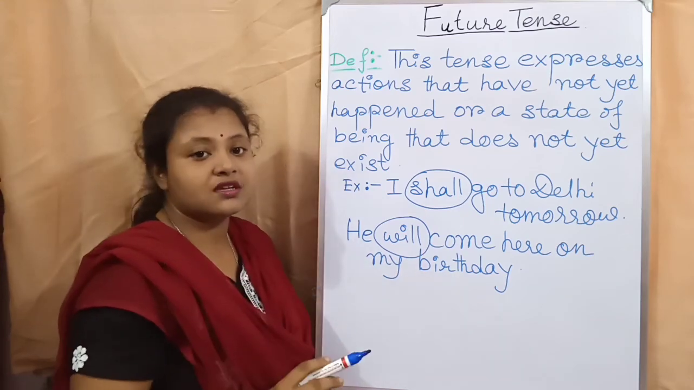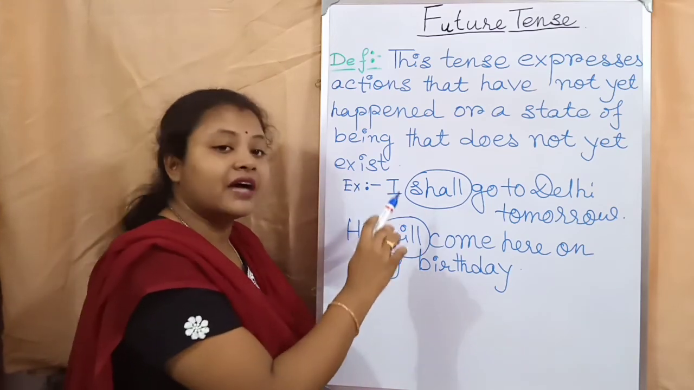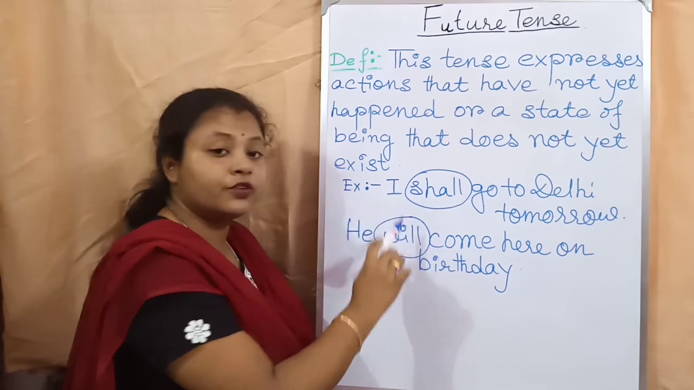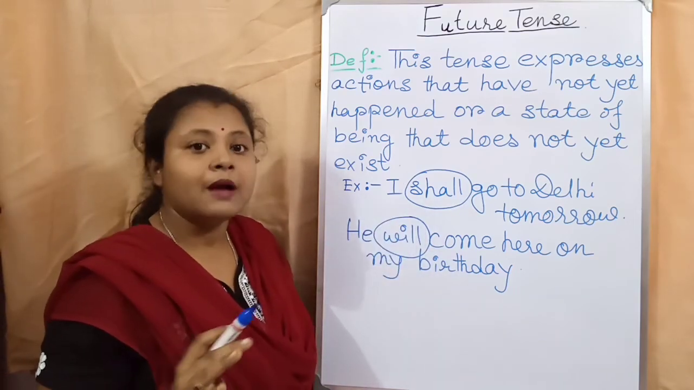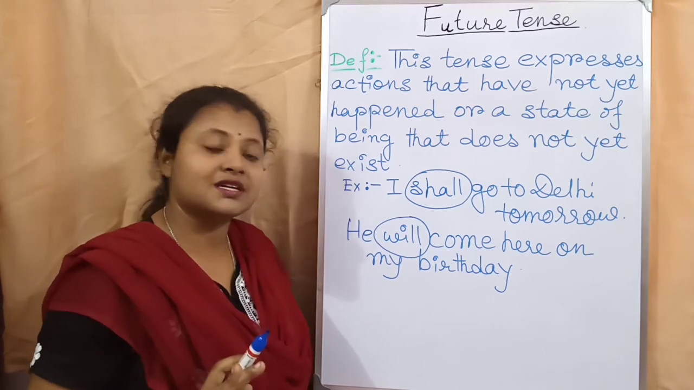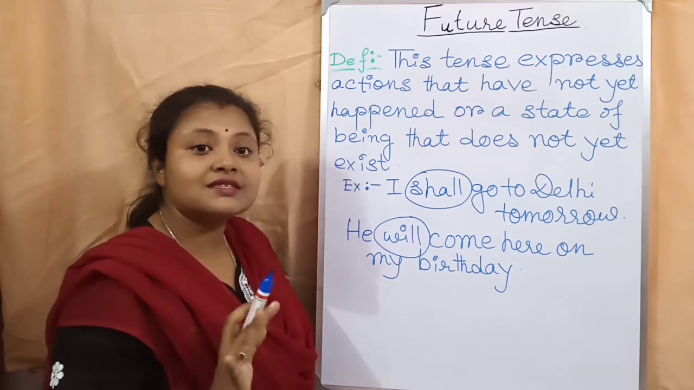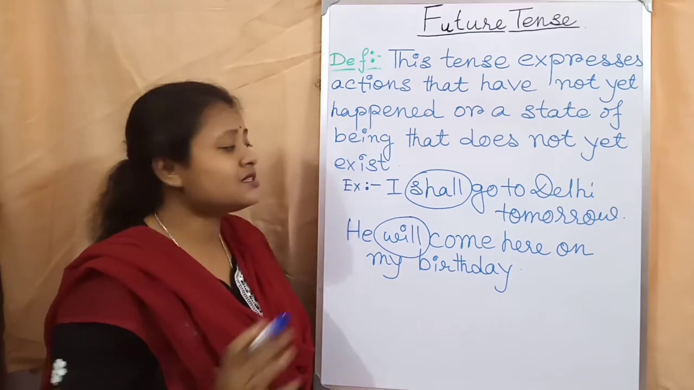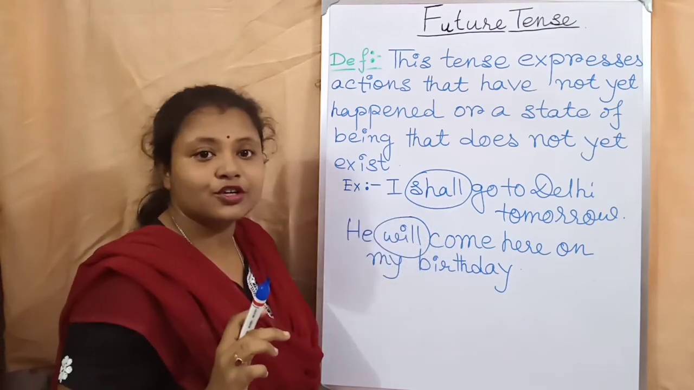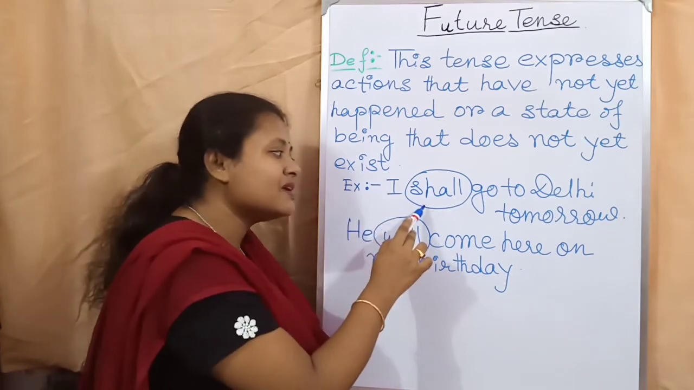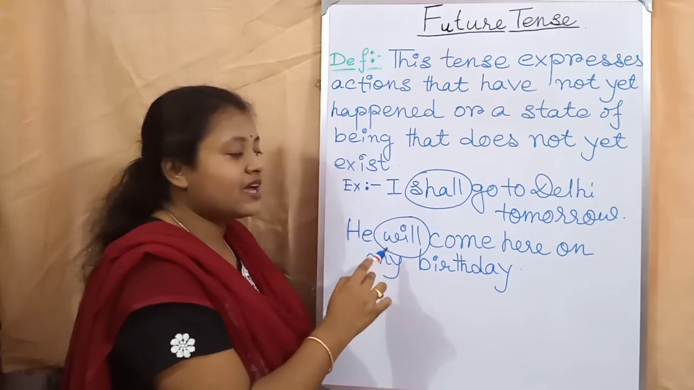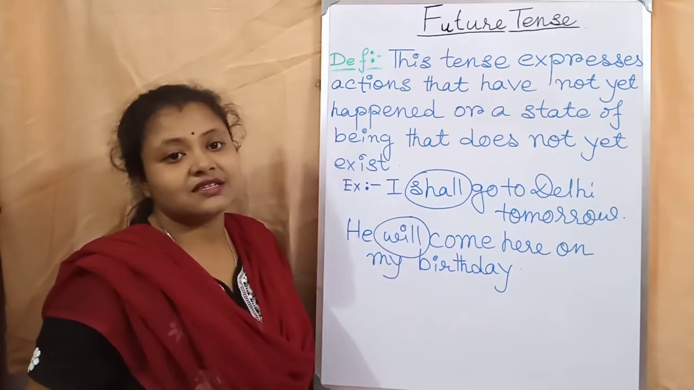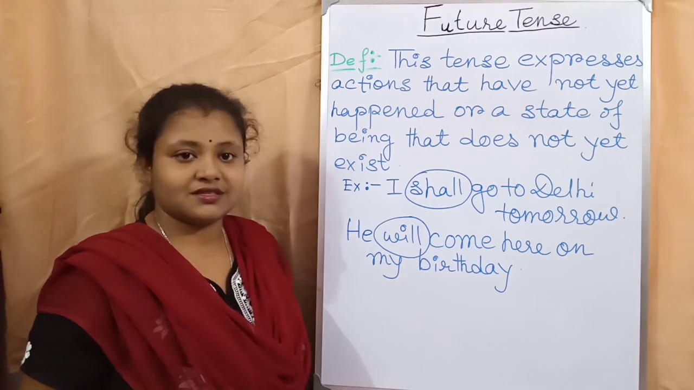In these two sentences, we can see that the verb over here refers to the action that will happen in future, but that has not happened yet. How will you understand that this sentence is written in future tense? If you look at the auxiliary verb. Auxiliary verb here means shall, will. So that is why we understand that the sentence is written in future tense.